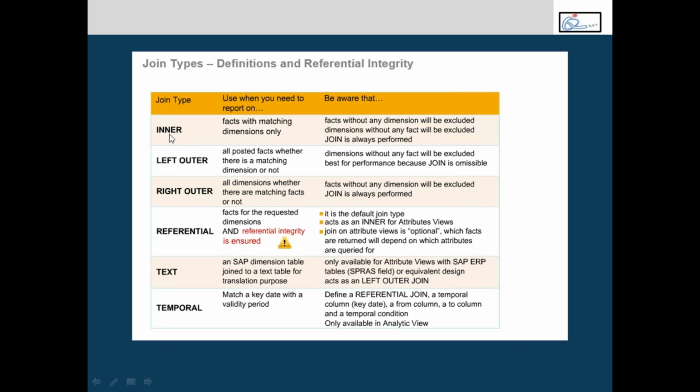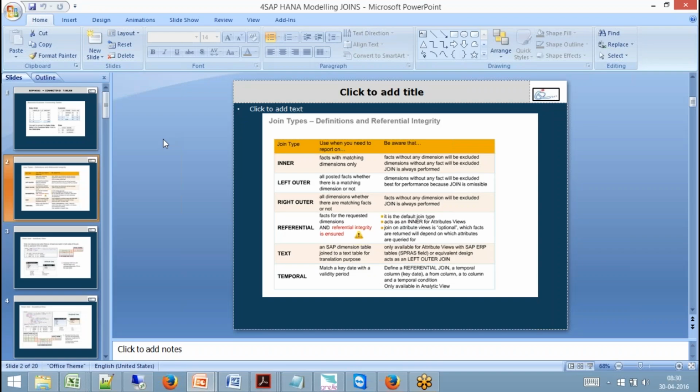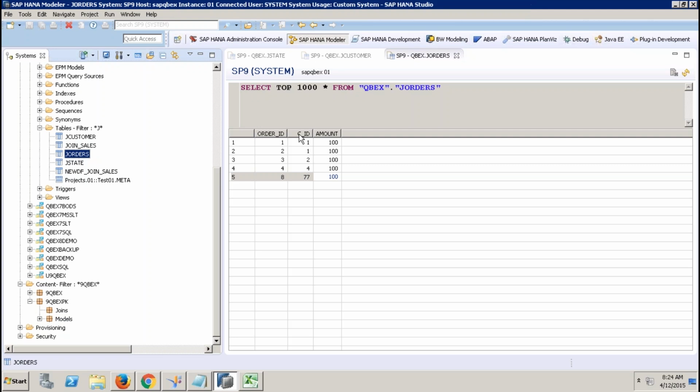Okay, I've opened that. So these are the types of joins we're going to deal with: inner join, left outer, right outer, then referential join, then text join, then temporal joins. Now let's first go with inner join. I think we're all comfortable, but I still want to show you the inner join first.